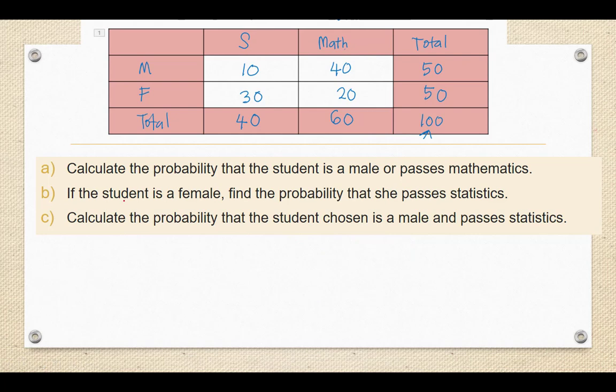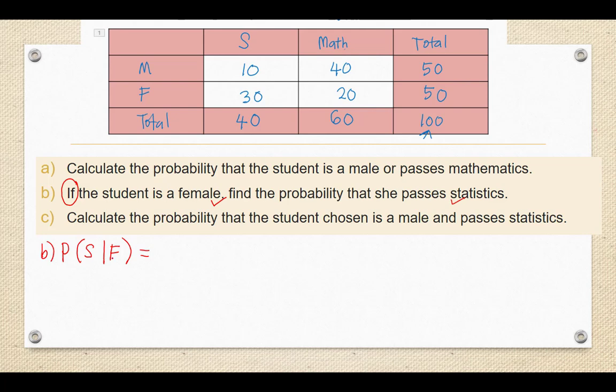Question B: if the student is a female, find the probability that she passes statistics. The keyword here is if, and then we have two events. The first is female, the second is passes statistics. So the notation will be probability. If will be the condition. Female, the notation will be F. And the question asks to find passes statistics, which will be S.